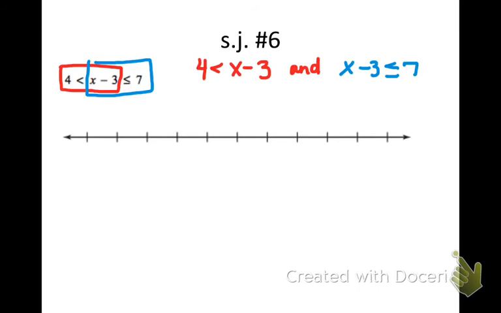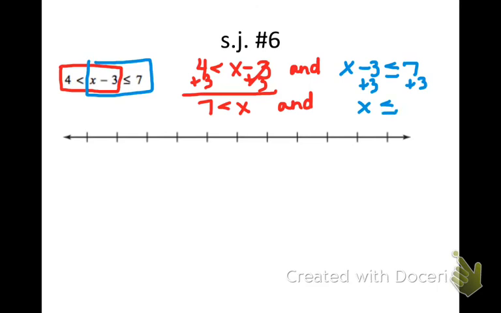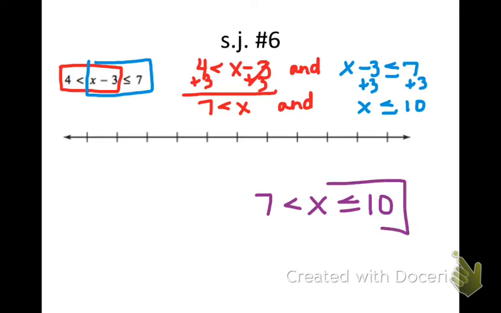So notice that when we're solving this, we will be adding 3 to both sides. And even in the blue equation, we will be adding 3 to both sides. Okay, so that if we put it all together, we would have 7 is less than x, which is less than or equal to 10 as our and inequality solution.